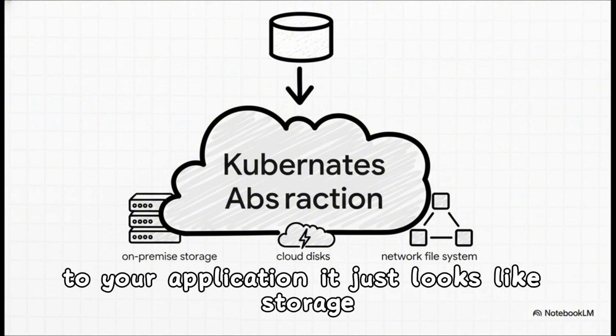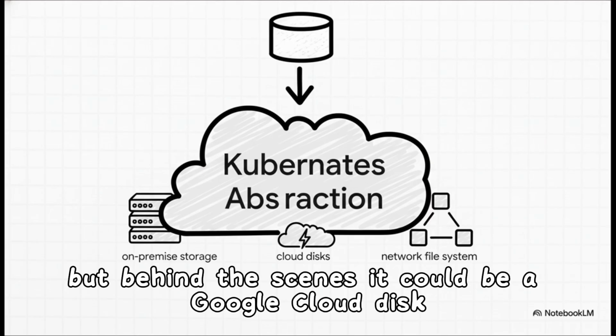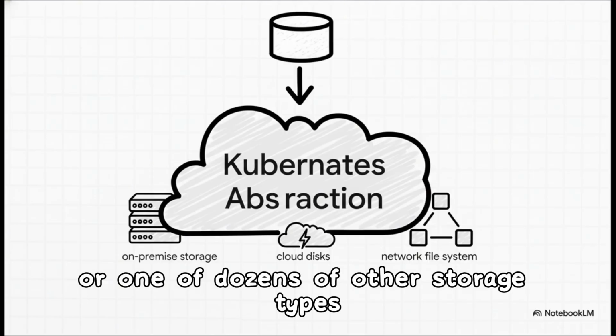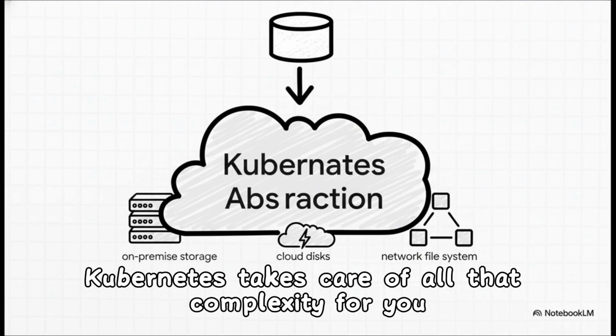Now, the real power of the persistent volume is that it's an abstraction. To your application, it just looks like storage. But behind the scenes, it could be a Google Cloud disk, a file share in your own data center, or one of dozens of other storage types. Kubernetes takes care of all that complexity for you.